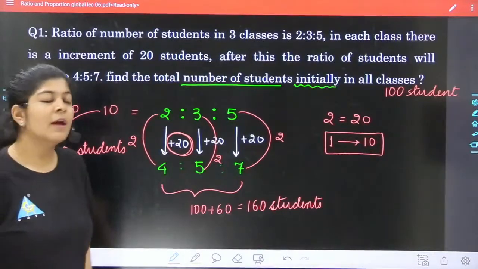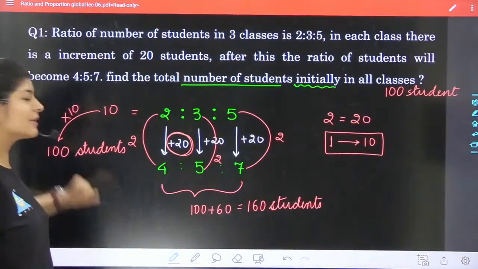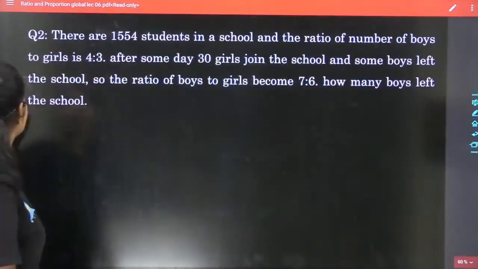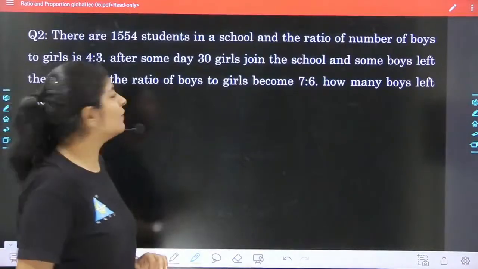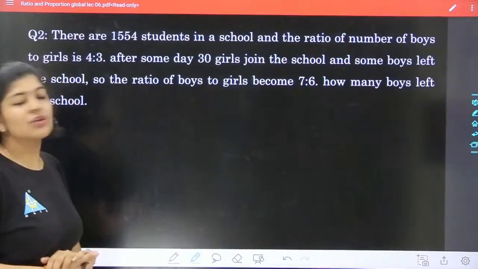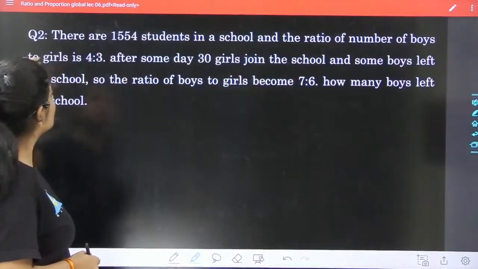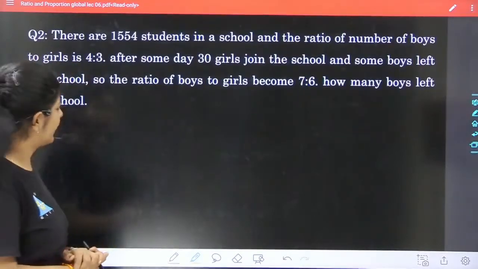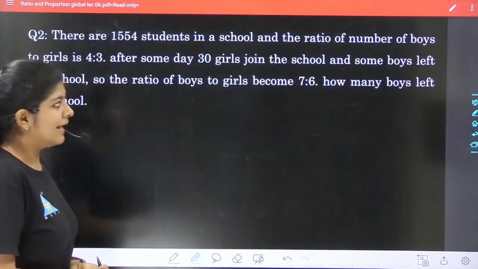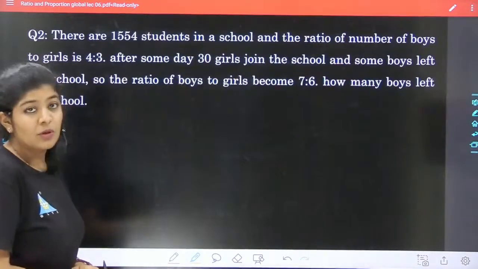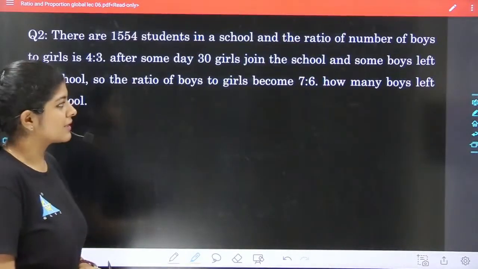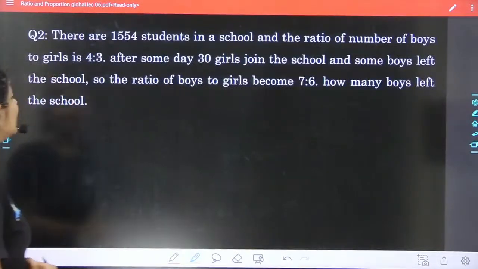Clear? Okay. Now let's move to the next question. Let's see what is our question number 2. There are 1,554 students in a school, and the ratio of the number of boys to girls is 4:3. After some days, 30 girls joined the school and some boys left the school. So the ratio of boys to girls becomes 7:6. How many boys left the school?